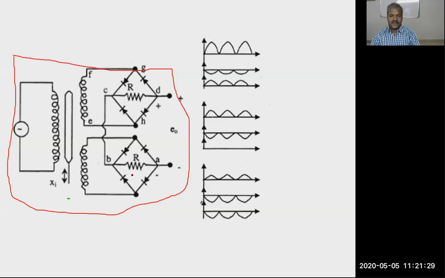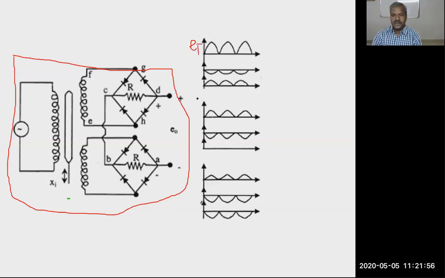So we consider here as AB. This output is AB across this resistor. So C and D voltage across this resistor. So this resistor, consider plus and minus. Okay. So this is primary excitation for all. This is primary voltage. Okay. So you consider as EP.